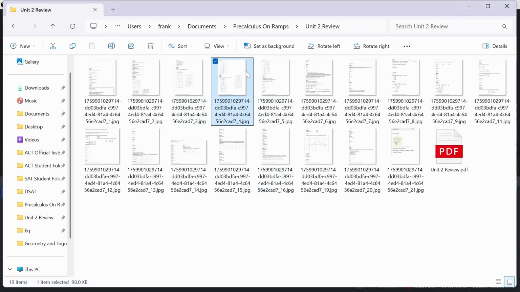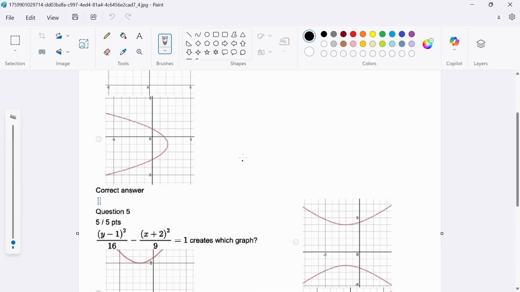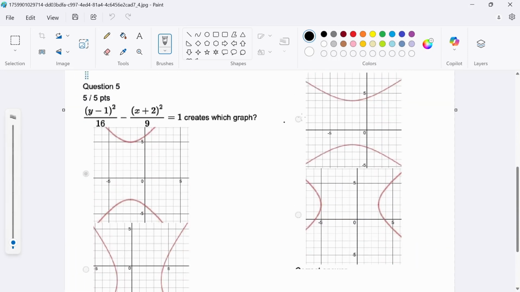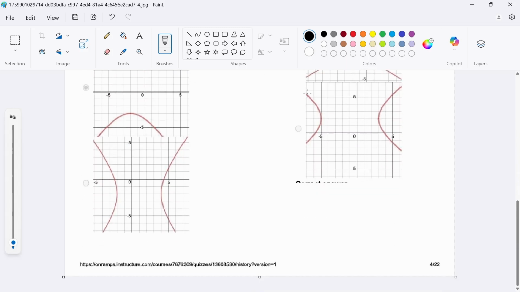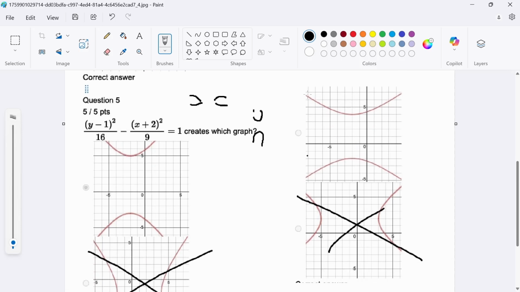All right, next one. This is question 5. There's 20 questions. Oh, why are they asking 20 questions? Okay, this is y minus 1 squared over 16 minus x plus 2 squared over 9 equals 1. Again, if this is a hyperbola, if the x squared term is positive, it's going to be a horizontal hyperbola. If the y squared term is positive, it's going to be a vertical hyperbola. Well, this one, y squared, is positive, so it can't be that. That's a horizontal. Can't be that. That's a horizontal. It could be either one of those two.